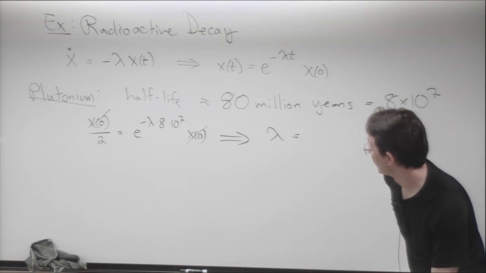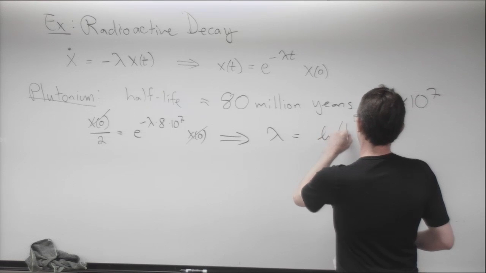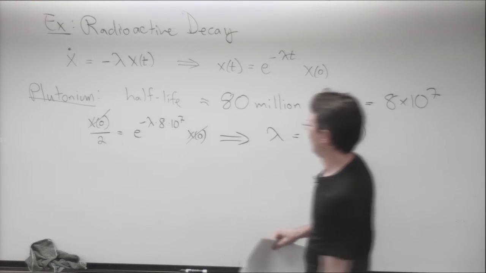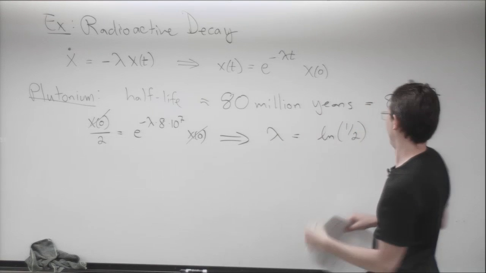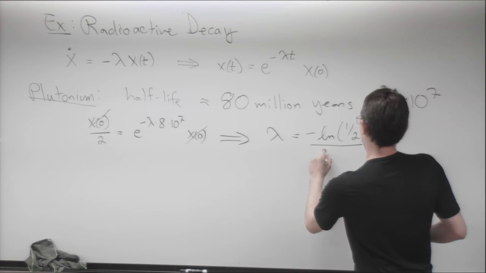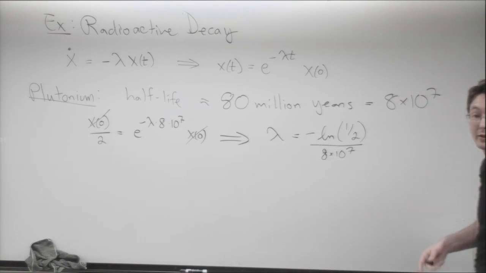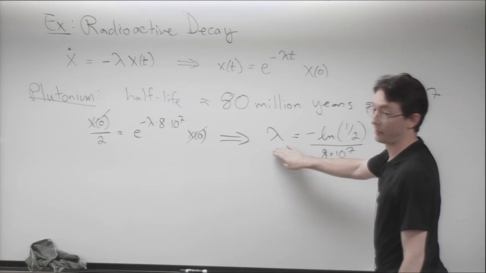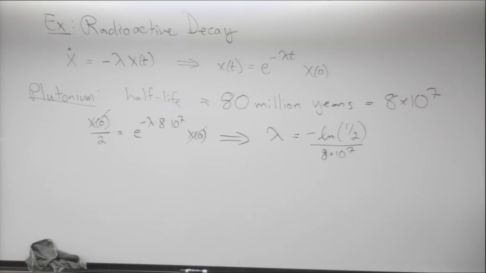So what does lambda equal? It equals ln of 1/2, right? Then I multiply both sides by negative, and I divide by 8 times 10 to the 7. So minus ln of 1/2 divided by 8 times 10 to the 7th. Okay, that's what lambda equals. This is my decay rate, my proportionality constant. We could plug it into MATLAB. You'd find that it's a really, really, really, really small number.